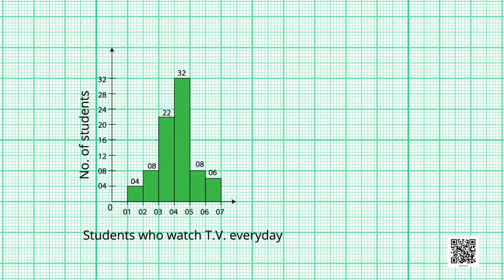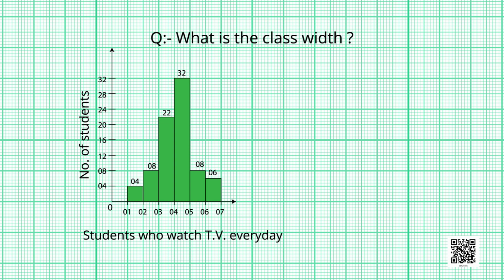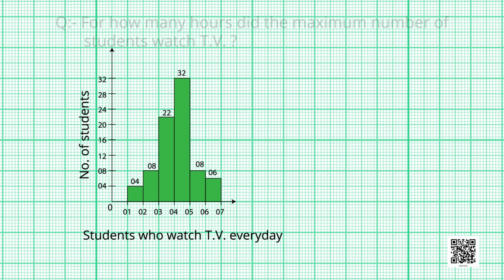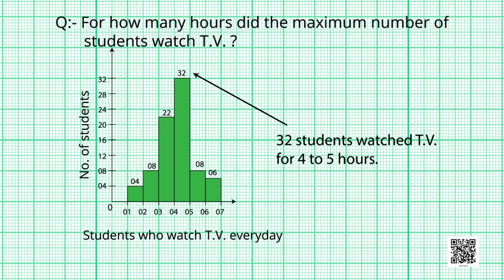Children, look at this graph. What kind of a graph is this? This is a histogram. What is its class width? Yes, it is 1. What does this histogram show? It shows the number of hours for which students watch TV every day. For how many hours did the maximum number of students watch TV? In the histogram, the tallest bar shows 32 students, and these students watch TV for 4 to 5 hours. So our answer is 4 to 5 hours.